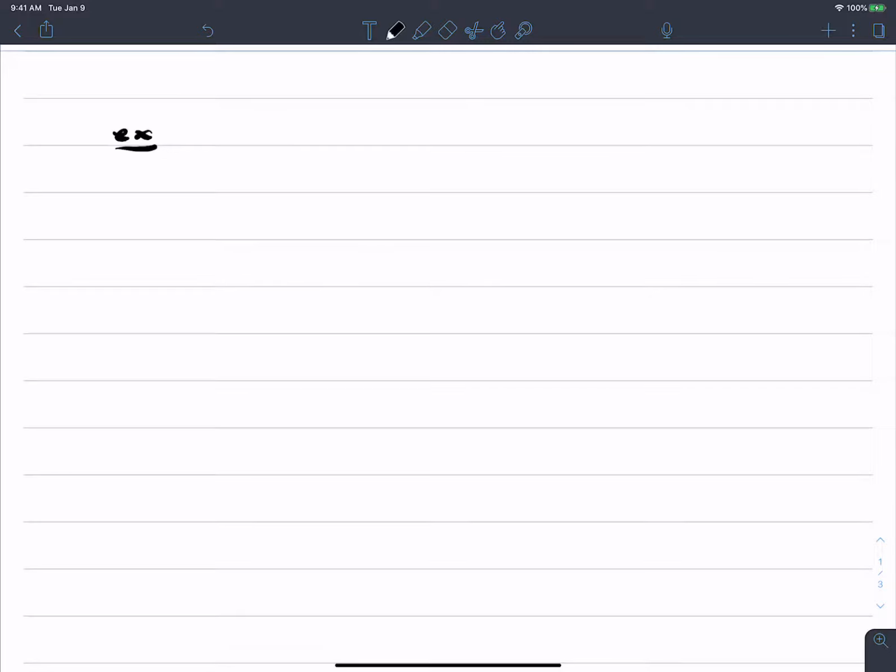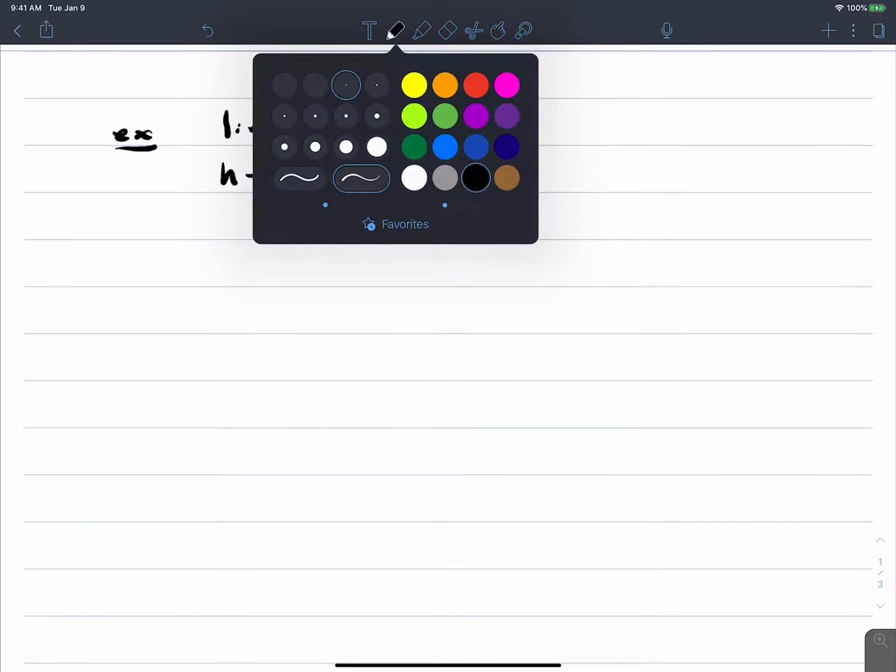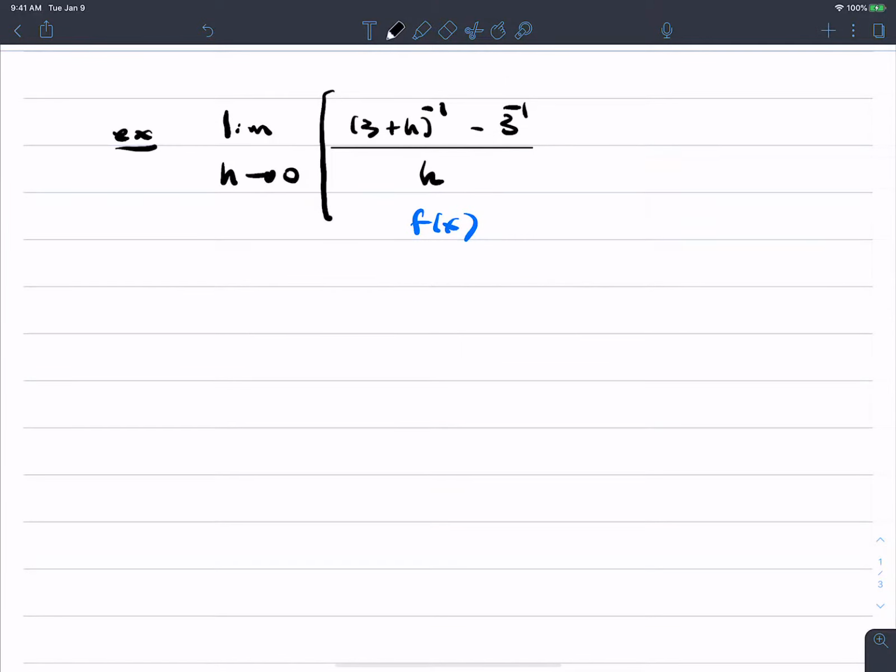And let's do some more here. We're going to look at this as the limit as h goes to 0 of (3 plus h) to the minus 1 power minus 3 to the minus 1 power, over h. Where again, here's my function f.